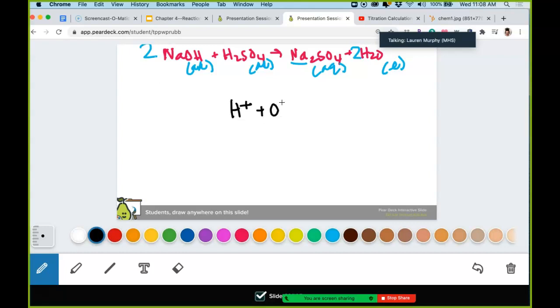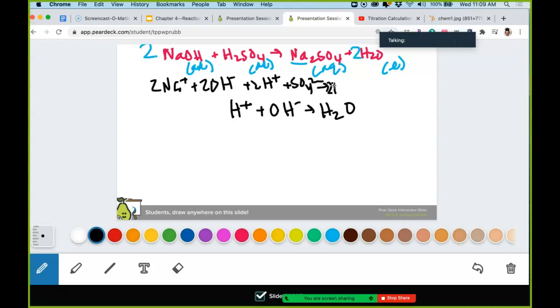H plus OH minus makes water. Watch. 2Na plus 2OH minus plus 2H plus SO4 2 minus makes 2Na plus SO4 2 minus plus, you don't get to rip apart liquids, 2H2O. So my spectator ions are obviously 2 sodiums and a sulfate, and I get 2OH minus and 2H plus is 2 waters. Reduced is, divide everything by 2, this.